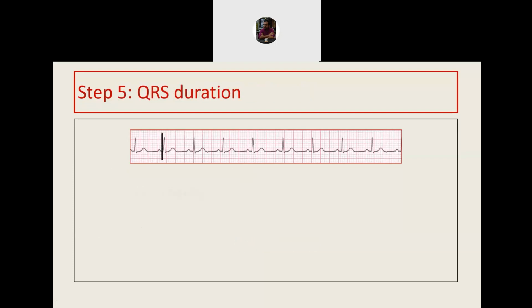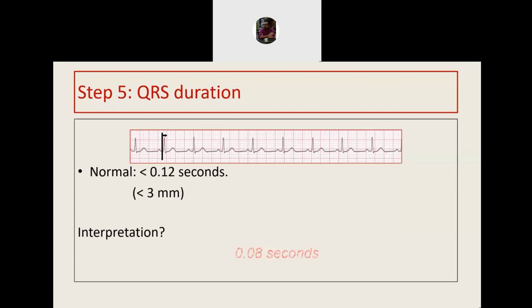Next comes the QRS duration. That is from the beginning of Q to the end of S. So as I can find here, it's about 2 boxes, slightly more than 2 boxes. You can either take it as 2 boxes or 3 boxes. Normally it should be less than 0.12 second or less than 3 millimeter. Here I think I will take it as 2 millimeter. Even if you take it as 3 millimeter, it is still normal. So it is not exceeding 0.12 second. And therefore this is a normal QRS duration or narrow QRS complex.